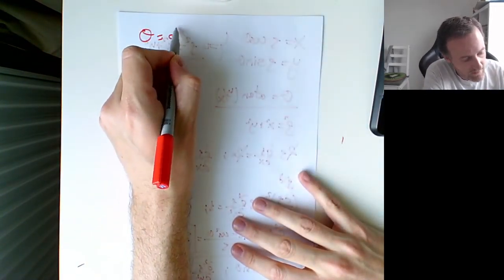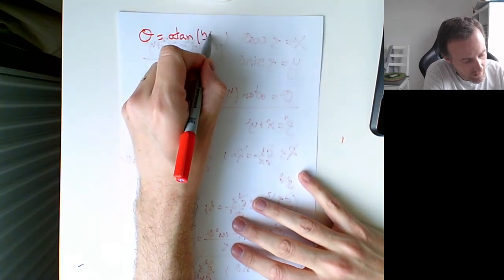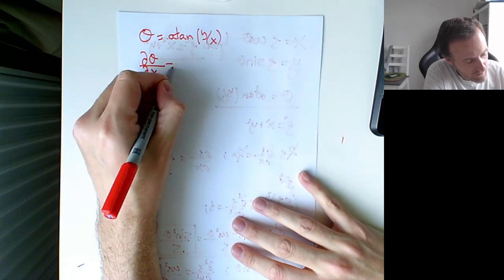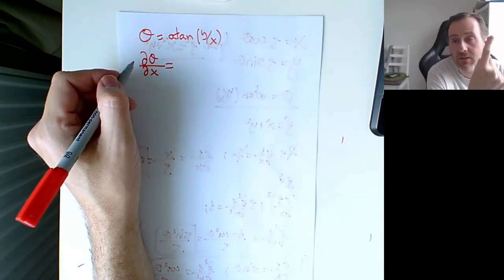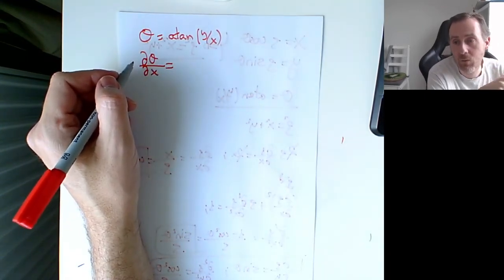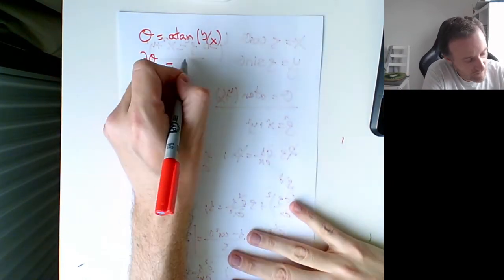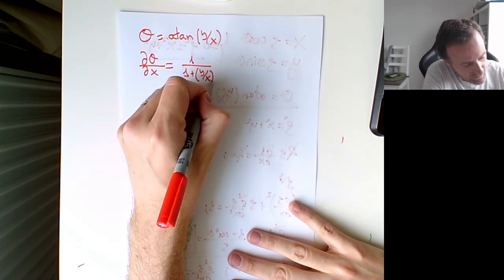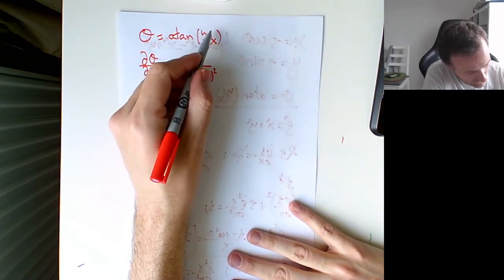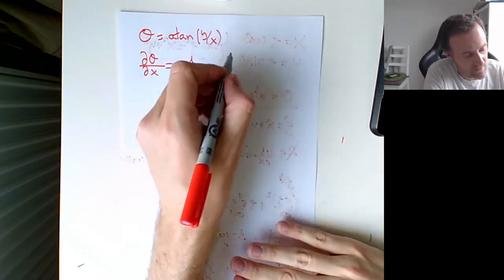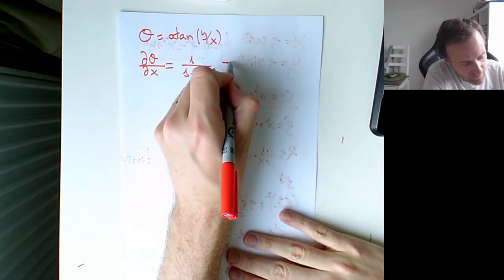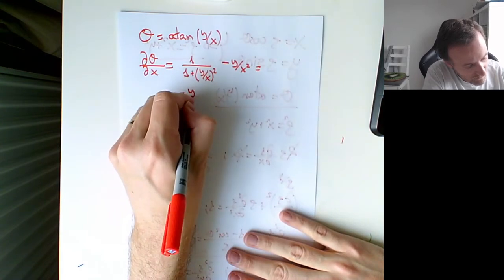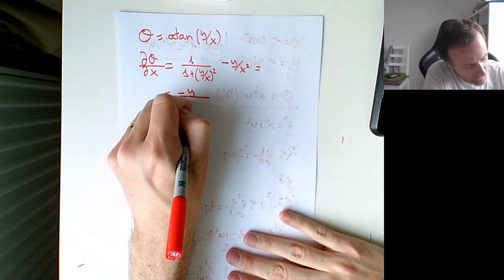Again, theta is the arctangent of y over x. So we compute the partial derivative with respect to x. The derivative of the arctangent is 1 over 1 plus x squared, so we get 1 plus this, times the derivative of what is inside with respect to x. And this is what? Minus y over x squared. If we simplify a little, we get minus y over x squared plus y squared.